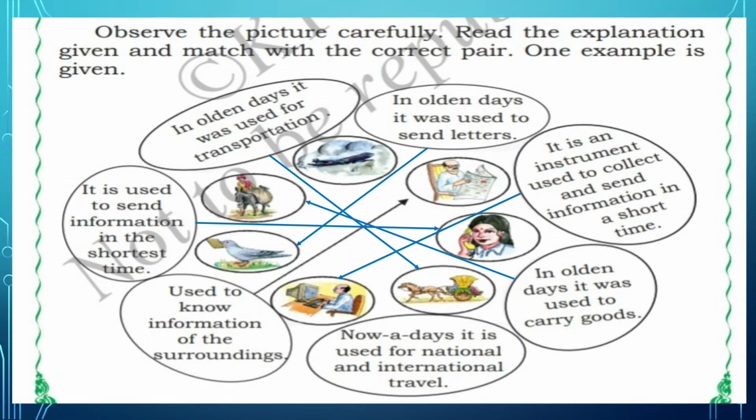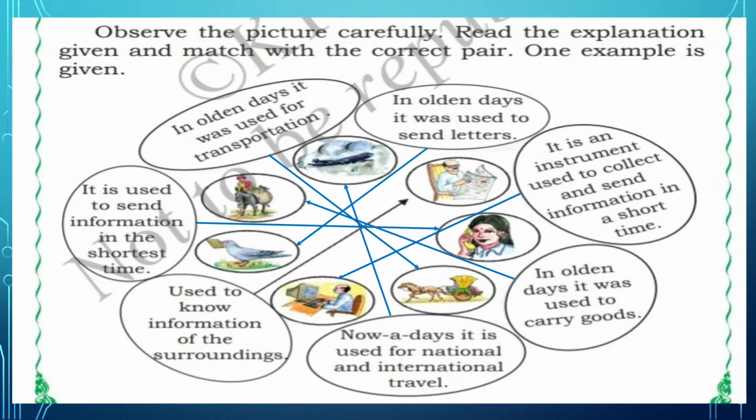The last information is, nowadays it is used for national and international travel. That is, the fastest mode of travel, aeroplanes, is used. If we are traveling locally or from one village to another, we use a bus. And at the national or international level, in olden days, people used to travel with the help of ships. Now we use aeroplanes. So the last picture is the aeroplane.